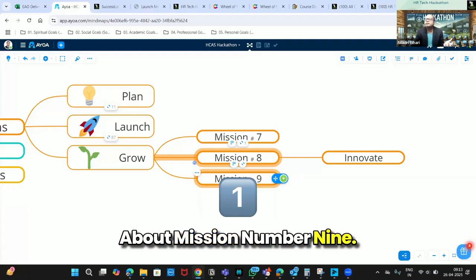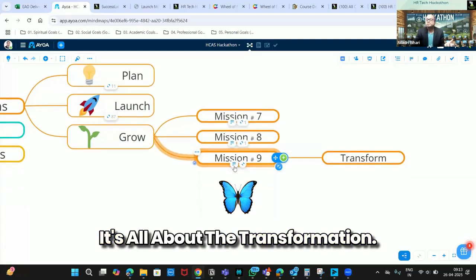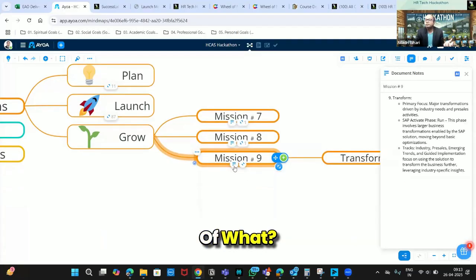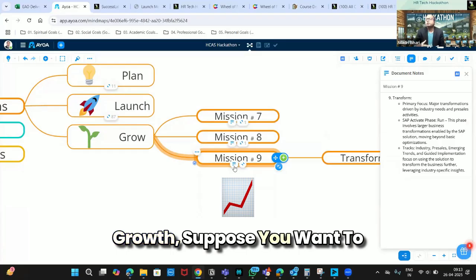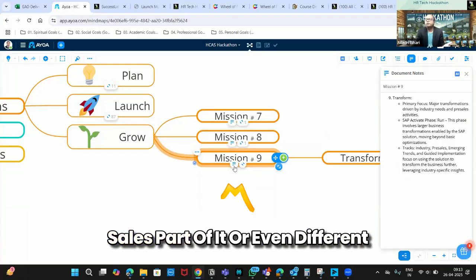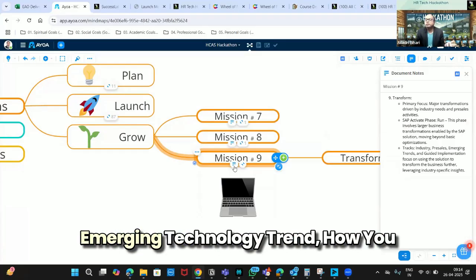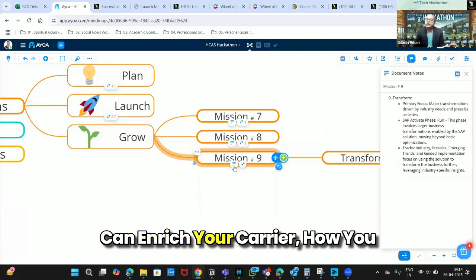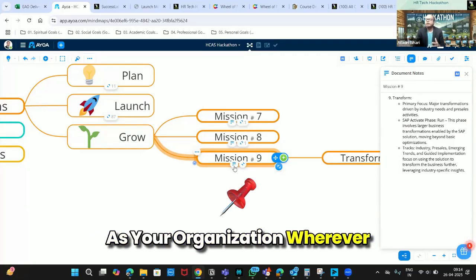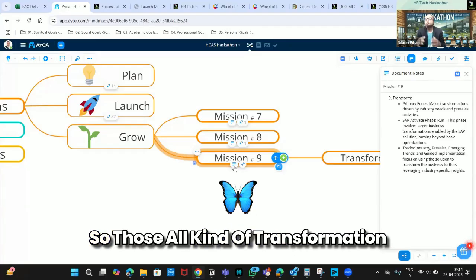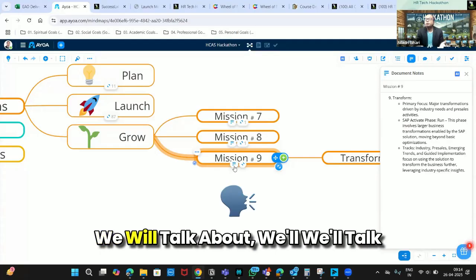Okay, mission number 9 is all about transformation. It's all about the transformation of what? Depending upon your career growth, suppose you want to understand more about the pre-sales part of it, or even a different emerging technology trend, how you can enrich your career, how you can transform your career as well as your organization wherever you're working, right? So all those kinds of transformation we will talk about.